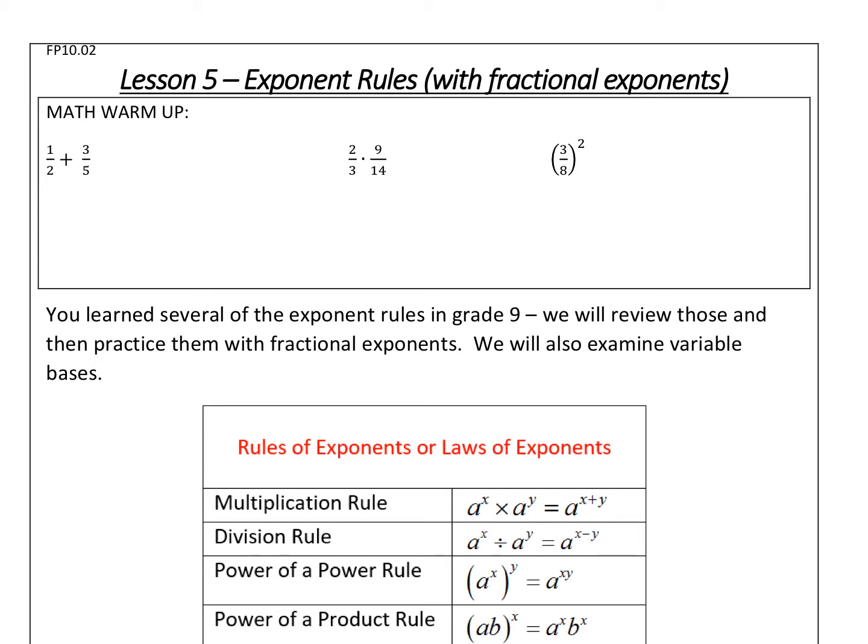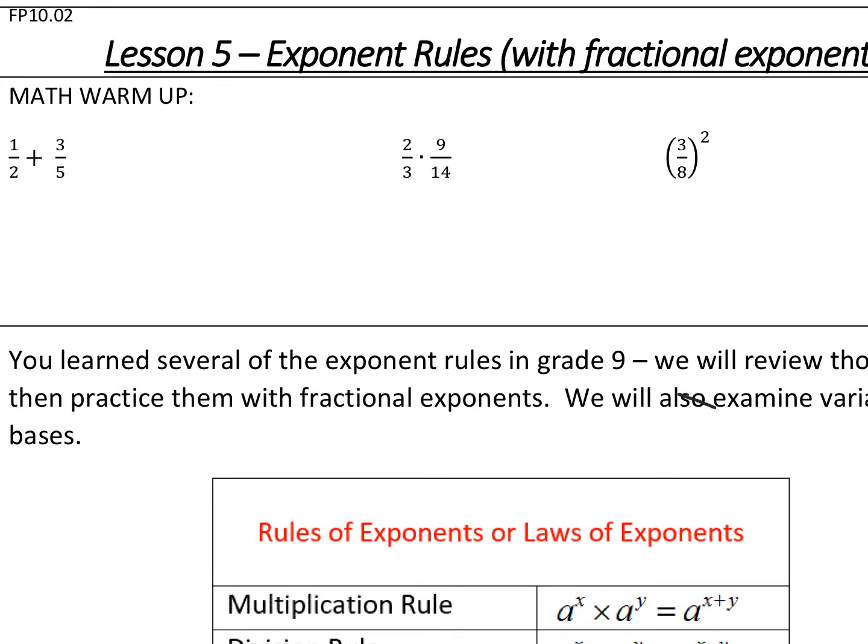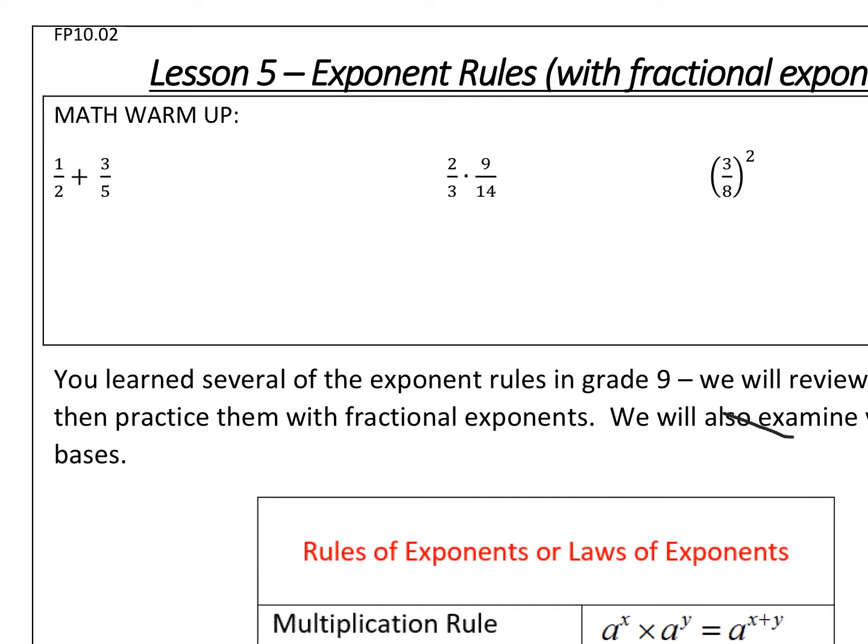Before we get started, because we're going to be learning fractional exponents, we need to brush up on our fraction rules for solving. So I've got 1/2 plus 3/5. Remember that when I am adding fractions, I need common denominators. What is a common denominator between 2 and 5? Well, 10 is. So multiply this one by 2 over 2 and this one by 5 over 5. So I get 5/10 plus 6/10 is 11/10.